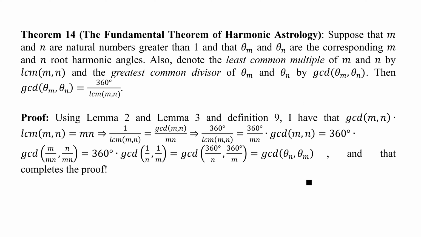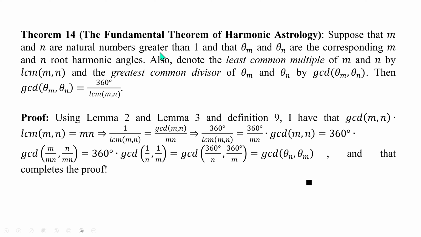And this brings us to the fundamental theorem of harmonic astrology. So suppose that M and N are natural numbers greater than 1. That is for convenience. If you use 1 as a natural number here, that often creates a special case, since for the 1 harmonic, you get 360 degrees divided by 1 is 360 degrees, and then you have to reduce that modulo 360 to get the root harmonic angle of 0 degrees.